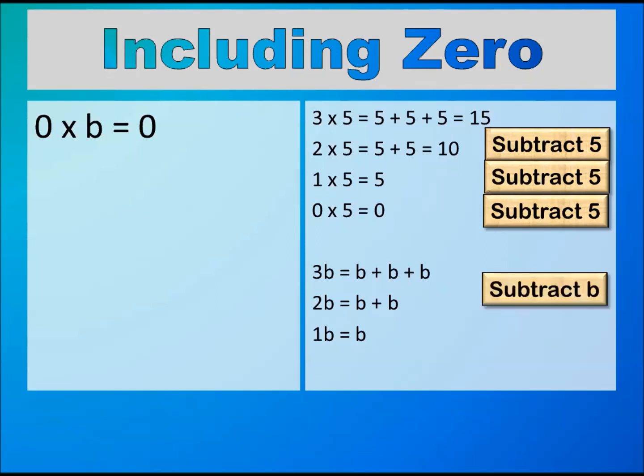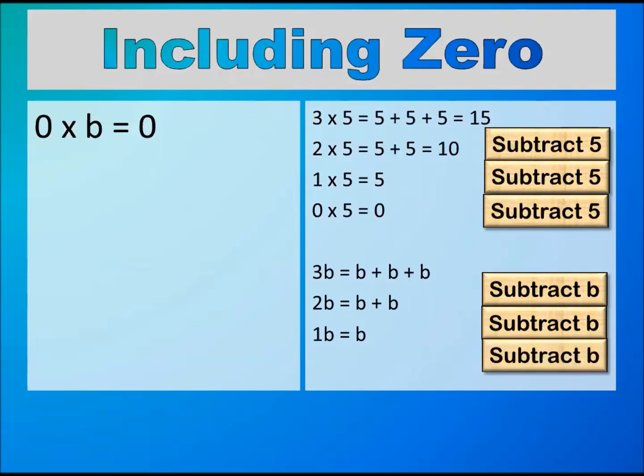So to get from 3b to 2b, I subtract b. To get from 2b to 1b, I subtract b. So I should continue this pattern, subtract b, to find out what 0 times b, that is 0b, is. b minus b is equal to 0, so 0b is equal to 0. 0 times b is equal to 0.